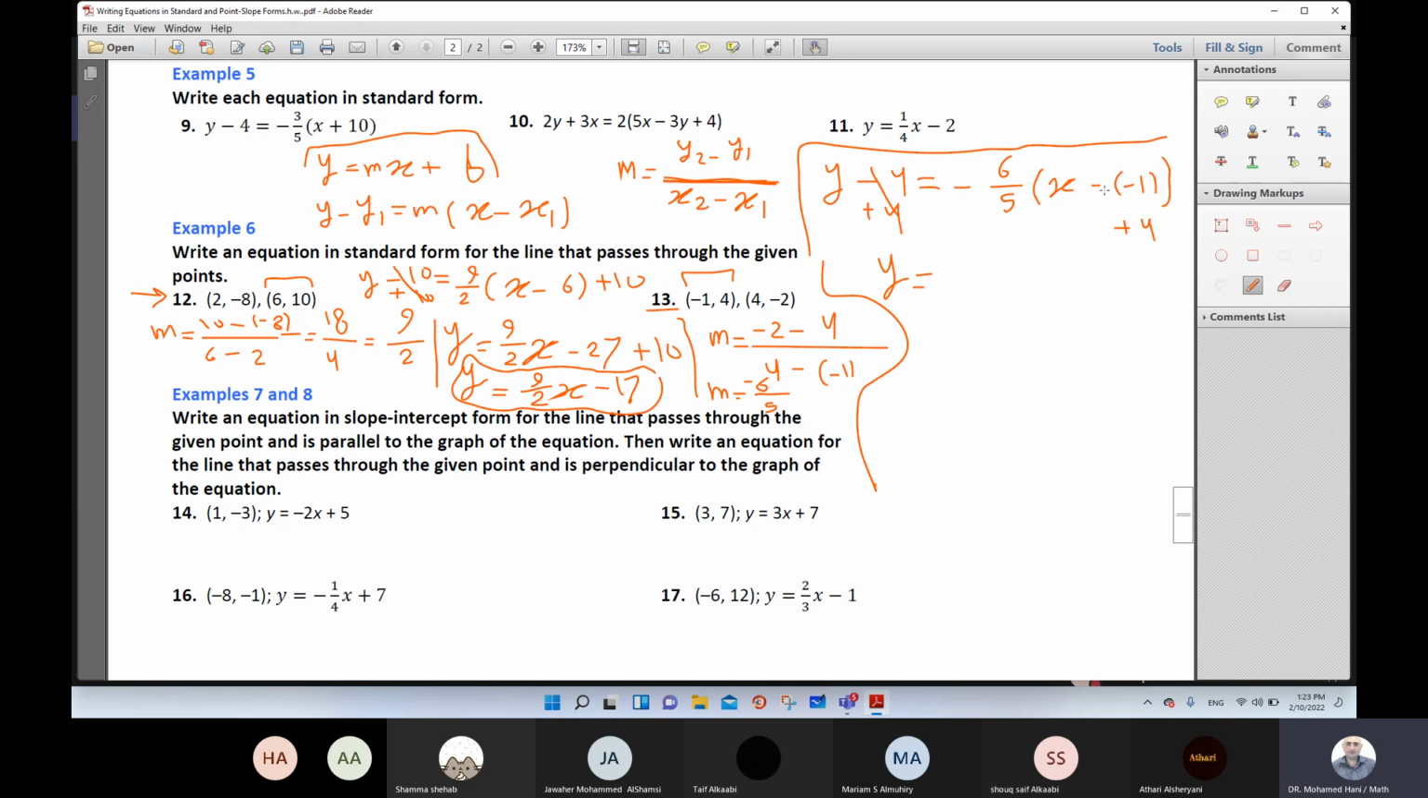And here on the second side, we can use the distributive property. Negative 6 over 5 times x will be negative 6 over 5 x. Then here negative times negative is positive 1. Positive 1 times negative 6 over 5 will be negative 6 over 5, plus 4.